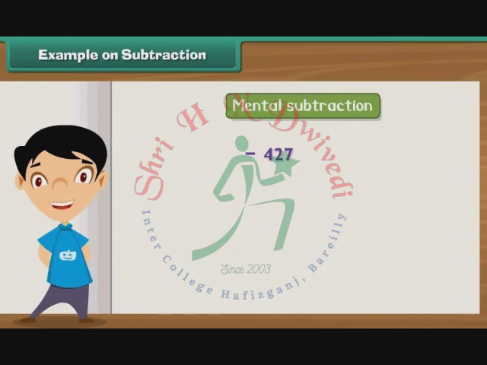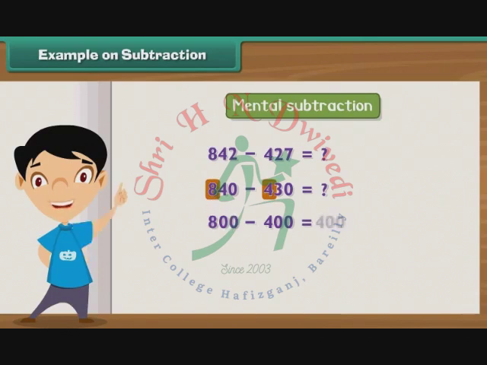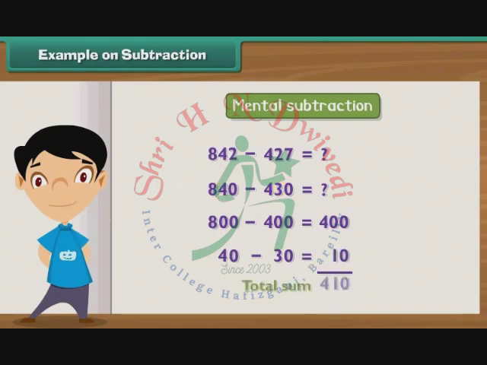Subtract 427 from 842. To simplify subtraction, let us convert 427 to 430 and 842 to 840. To subtract 430 from 840. First, subtract 400 from 800 to get 400. Then subtract 30 from 40 to get 10. Therefore, the difference between 840 and 430 is 410.